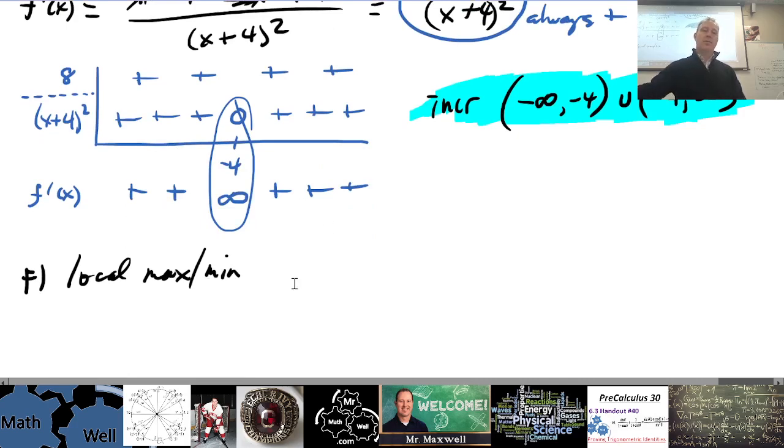Local max or min, remember, a max is where we have positive slopes of tangents, then we have a 0, then we have negative, that's the max. Minimum is when we have negative, 0, positive. And so if we look up here at our sign analysis, it's positive and then undefined and then positive again. So that does not fall in either of these categories. So we do not have a local max or min. Okay, so no local max or min.